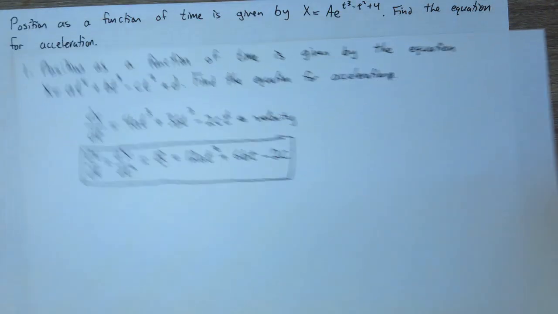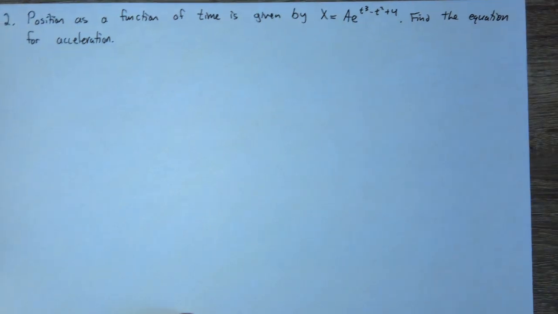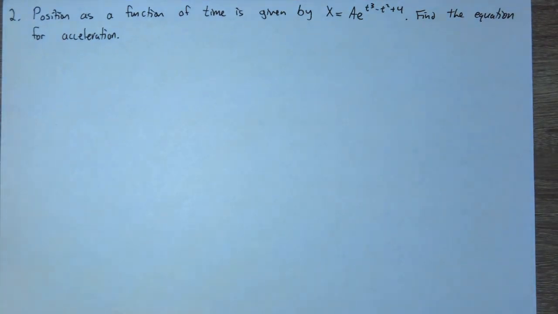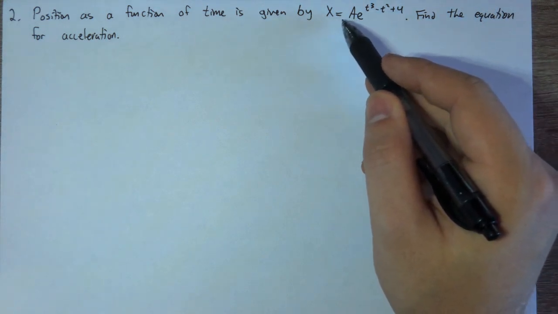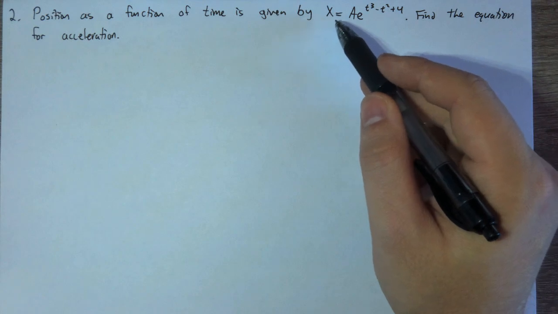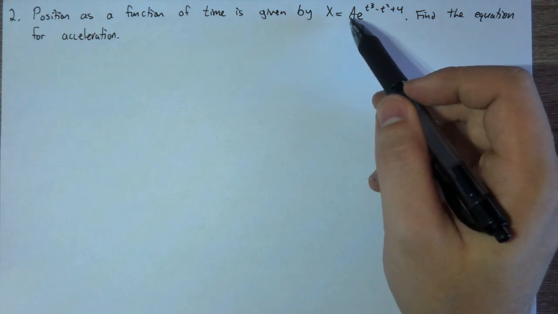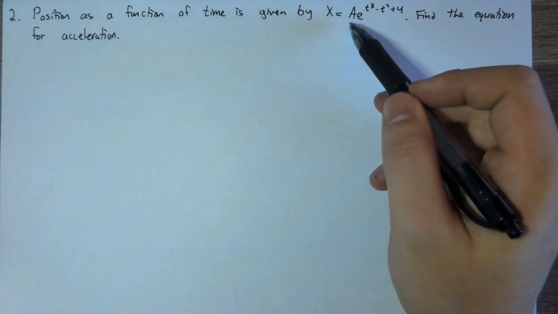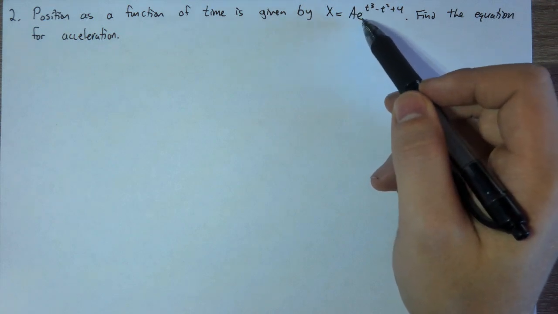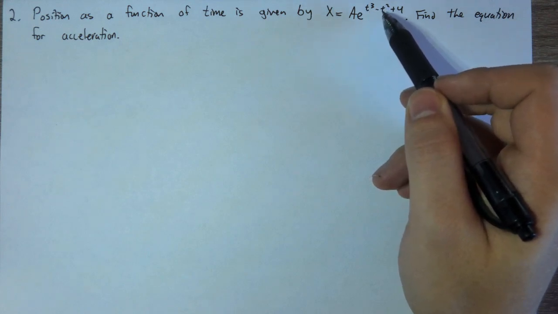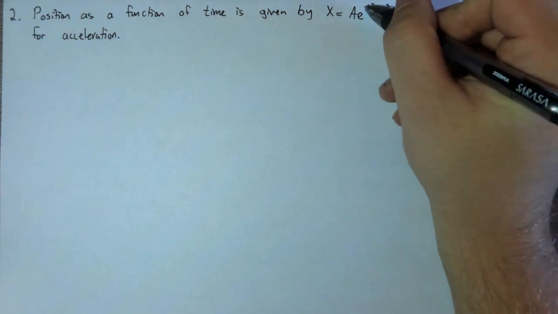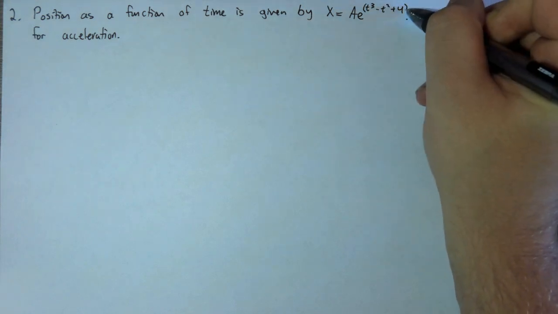Now, let's do a more difficult one. So it's the same question, we just have a different function. So here we have that position as a function of time is x equals some constant A, which is just a number, times e to the power of t cubed minus t squared plus 4. So this whole thing is in the exponent.